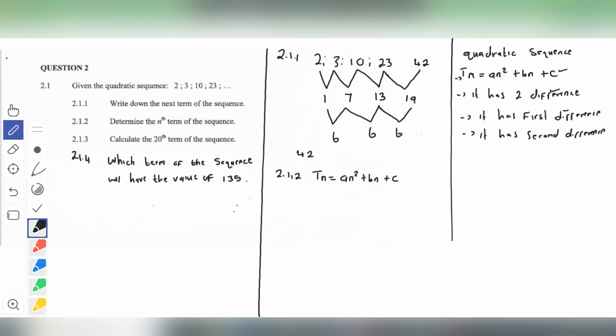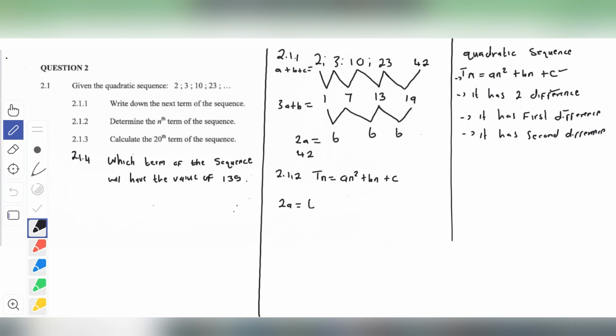So always know that 2a is equal to the first value from the second difference. And then 3a plus b is equal to the first value from the first difference. And then the last one, we have a plus b plus c, which is equal to 2. In simpler terms, 2a is equal to the first value from the second difference, which is what here?